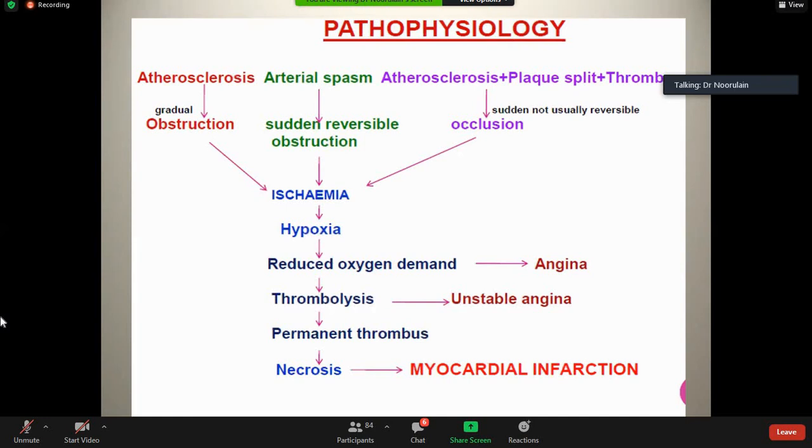So this is the pathophysiology. I try to simplify this lecture because it's a very lengthy topic in your textbook, Robbins.